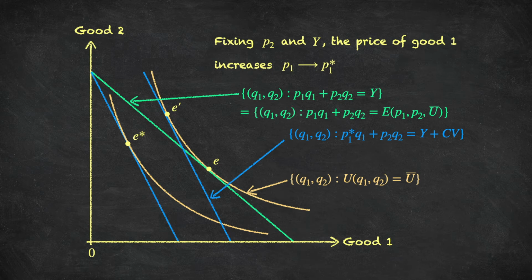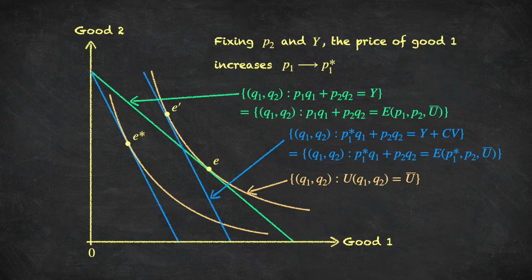It's all of the different bundles Q1 and Q2, which satisfy the condition: the expenditure to purchase these bundles, using the new prices P1 star and P2, is the consumer's original income Y plus this compensating variation, this extra money we're going to give them to put them back on that original indifference curve in the cheapest way possible. Again, we can rewrite this condition: Y plus CV would be equal to the minimum expenditure required at the new price level, P1 star and P2, in order to achieve utility U bar.